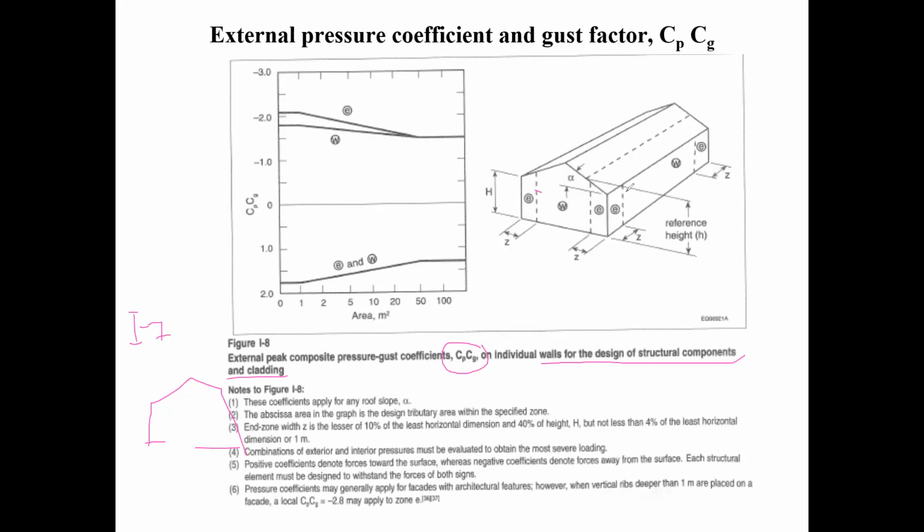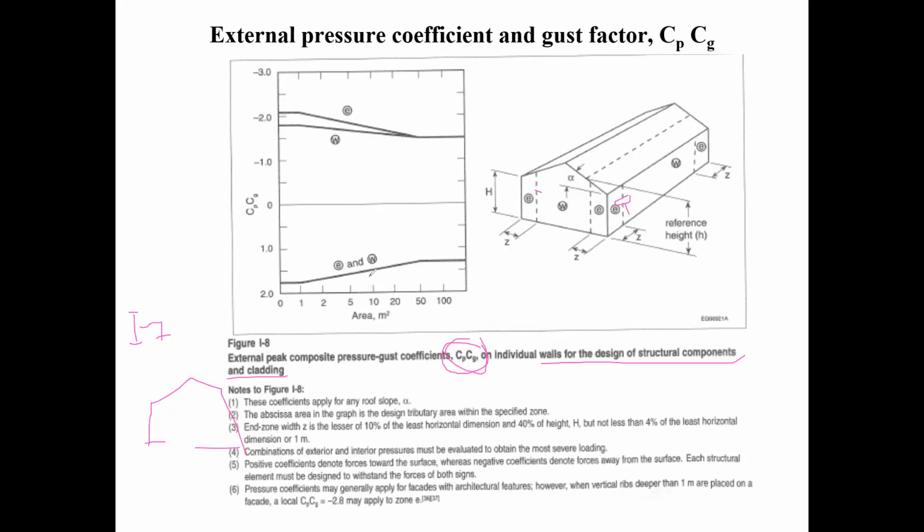So even when you're designing, for example, you want to see the siding here, and whoever is designing the siding wants to see that it won't break, this is the table you come to, or this is the graph you come to, to be able to determine what is the CPCG value that you're going to use to calculate the stresses or the forces on your cladding.